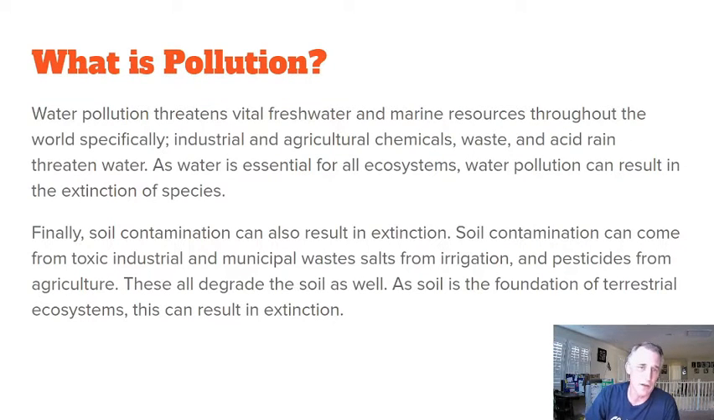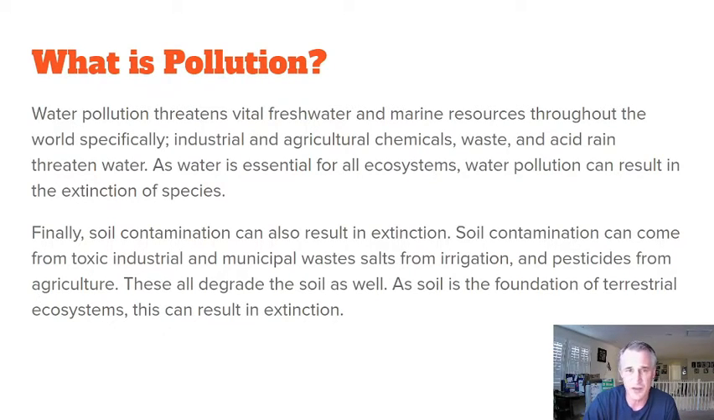We also have water pollution. Water pollution threatens vital freshwater and marine resources. The peregrine falcon, for example, that we talked about on the previous slide, you can think of as an ecological indicator. When we saw that happening, we knew something was wrong with the environment. The same is true with water ecosystems. Usually the ecological indicator that we use in water ecosystems would be amphibians, like frogs.